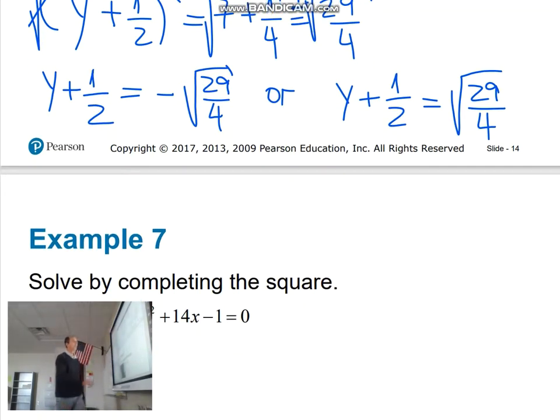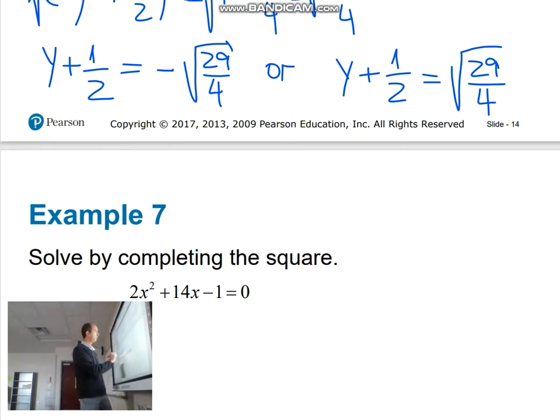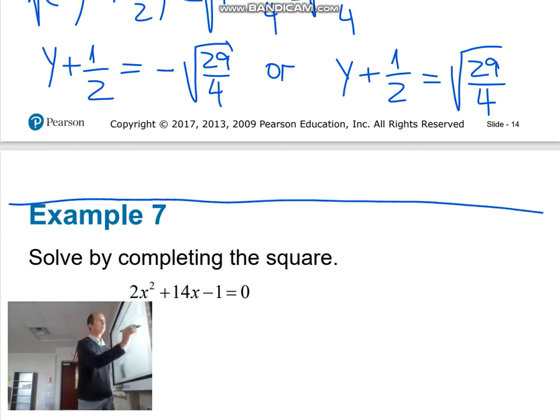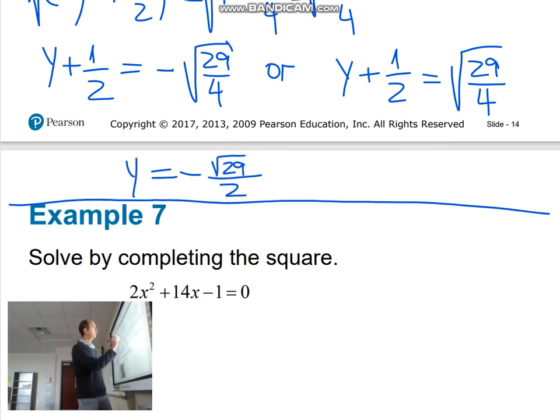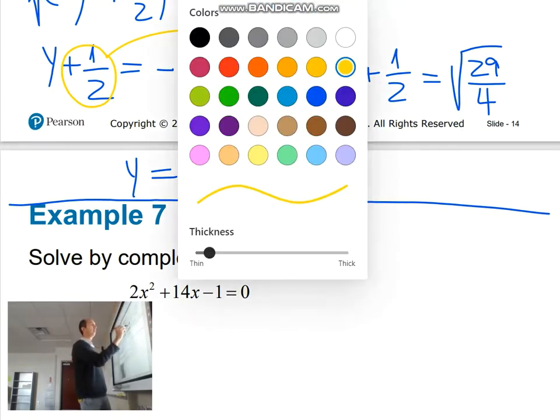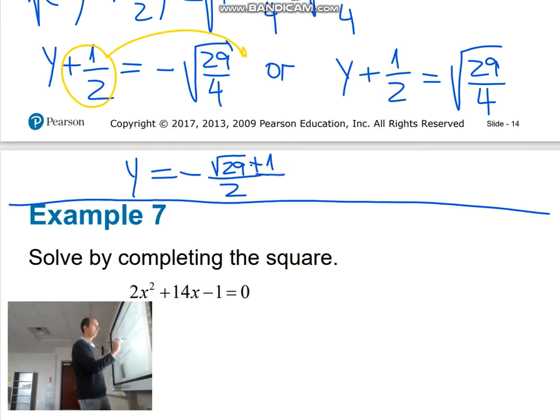And the answer is, you can write the answer as, let me borrow some space here at the bottom. y equals negative, and the square root of 29 over 4 is square root of 29 over 2, minus 1 over 2. The positive 1 over 2 we're going to move to the other side as a negative, or y equals positive square root of 29 plus 1 over 2.